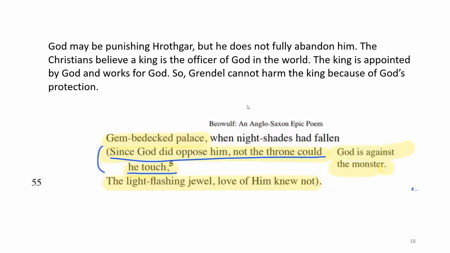The king and his men are completely helpless against Grendel's superhuman strength, but he cannot touch the king because Christians believe that the king is the officer of God in the world. The king is appointed by God and works for God. So Grendel cannot harm the king because of God's protection.